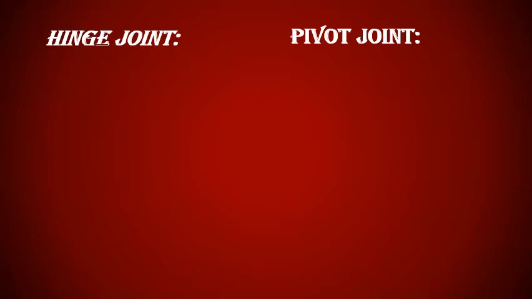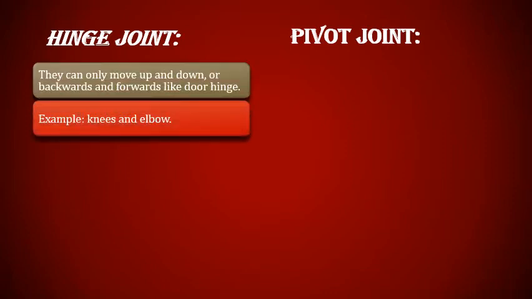So dear students, one by one we are going to learn each joint. In this slide we will learn the first two joints, and on the other slide we will learn the rest of the two joints. So hinge joint and pivot joint we are going to learn here. What is a hinge joint first? These joints can move only up, down, backwards or forward, like a door hinge. It means a hinge joint allows movement in upward and downward, backwards and forward directions like a door. And the best examples we have here are the knees and elbow.